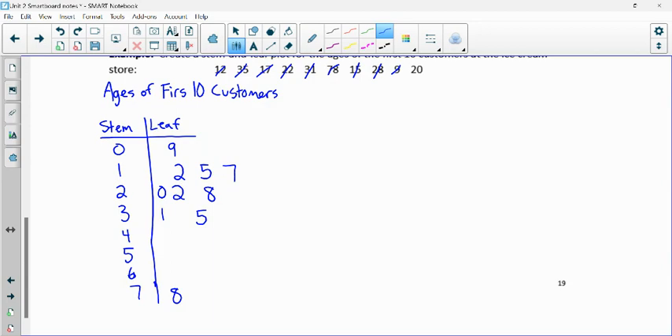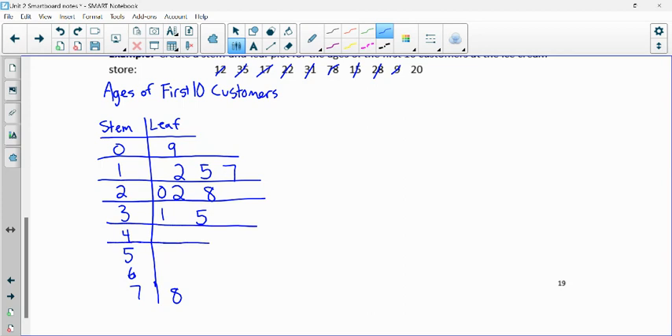So let's double count. Make sure we have 10 leaves because we had 10 ages or 10 customers coming in. 1, 2, 3, 4, 5, 6, 7, 8, 9, 10. So we did have 10 leaves because we had 10 customers coming at us. And yes, if it's easier for you to read it by kind of going like this, you can go ahead and do that also.